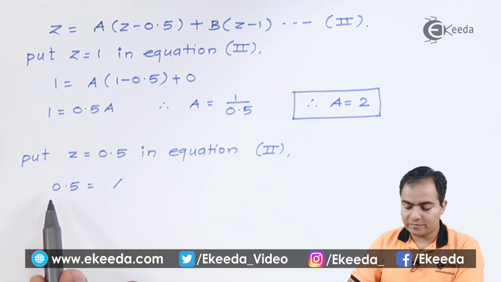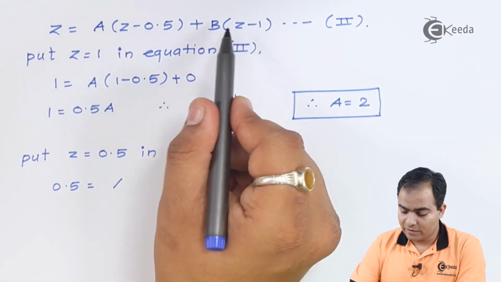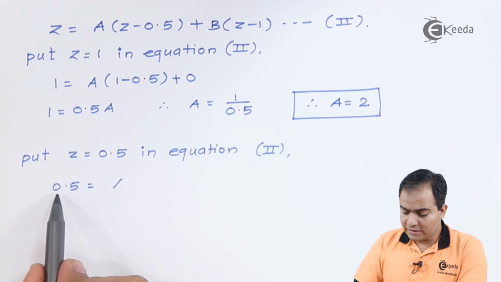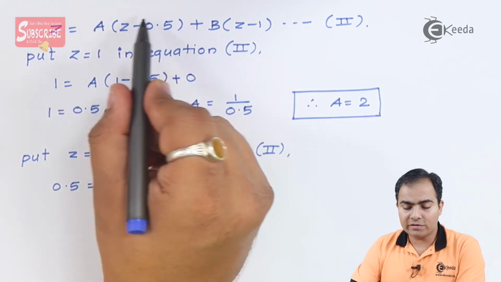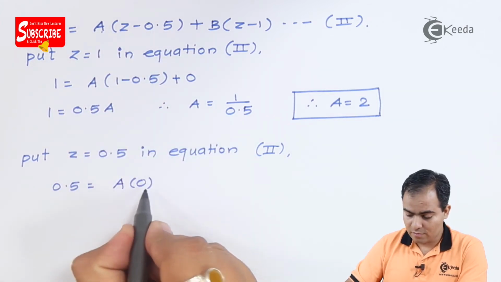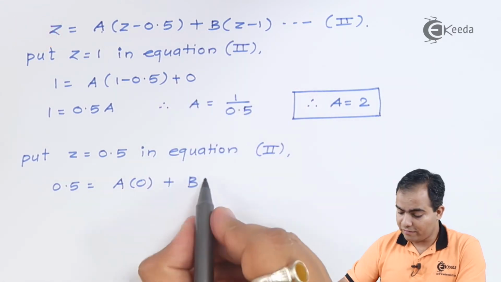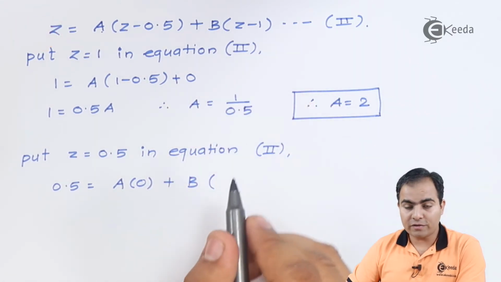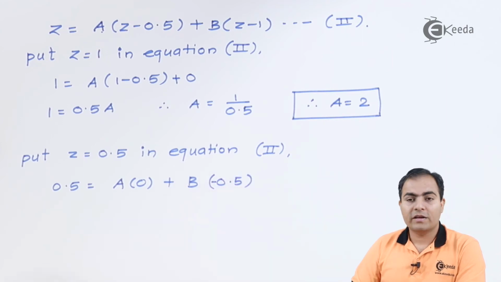Now look at here, all this z will be replaced by 0.5. You can say that 0.5 minus 0.5 gives us value 0. So a will be multiplied with 0. But in case of b, this z is replaced by 0.5. So 0.5 minus 1 is minus 0.5, but minus 0.5 you will get.